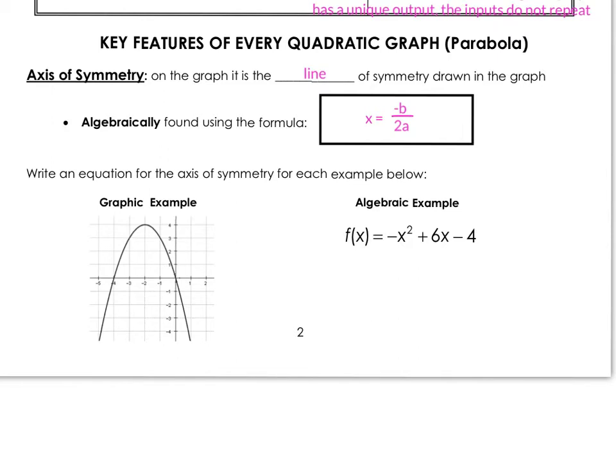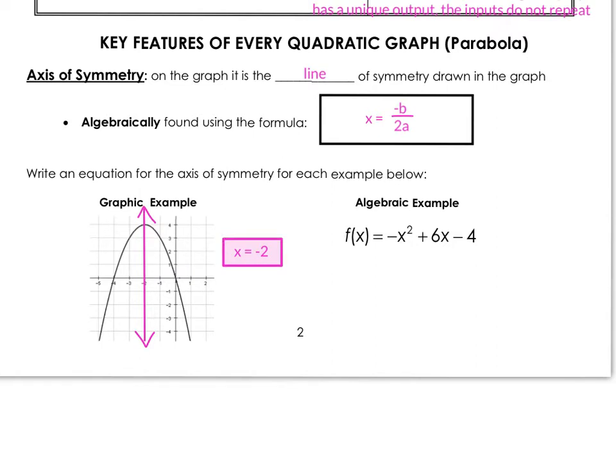So let's look at a couple of examples. We can write an equation for the axis of symmetry for each example below. When we have this graph, we can find the point where it starts going the opposite direction. If we look at the parabola, it's going up and then it comes back down. This has a maximum point up top here, and if I went through that maximum point right here, that would fold my parabola in half. That's the axis of symmetry. So here I can see that that is a vertical line going through x equals negative 2. And that would be my axis of symmetry.